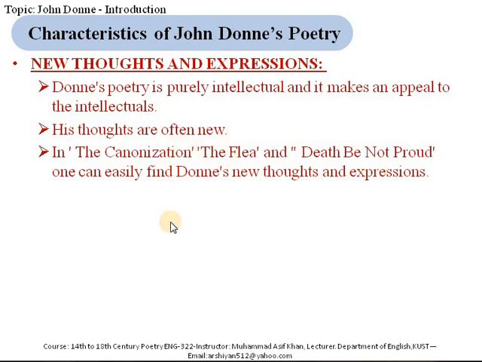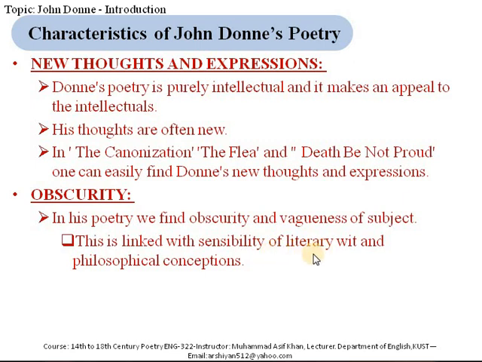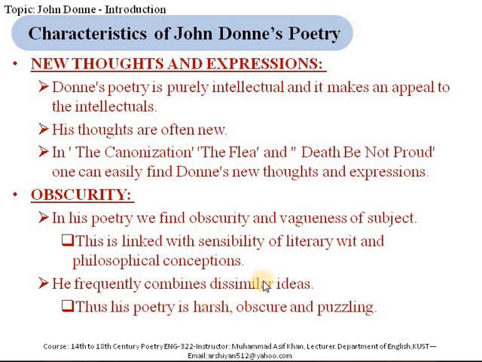Another characteristic of John Donne's poetry is obscurity, and this is one of the important features of his poetry. In his poetry we find obscurity and vagueness of subject, and basically it is linked with the sensibility of literary wit and philosophical conceptions. He includes very unique ideas, and he drew imagery from a wide range, coming from very unconventional sources. So it creates that obscurity in his works. You need to be very careful when you are studying John Donne, because it has intellectual depth, and it is not easy to crack the real meanings without putting in real effort. So he frequently combines very dissimilar ideas, and thus his poetry is very harsh, obscure, and puzzling.